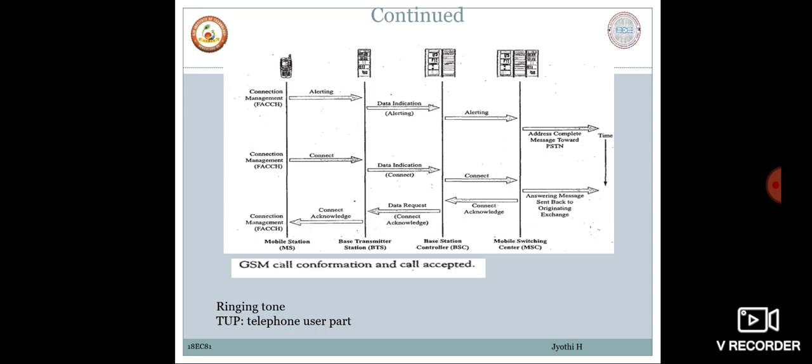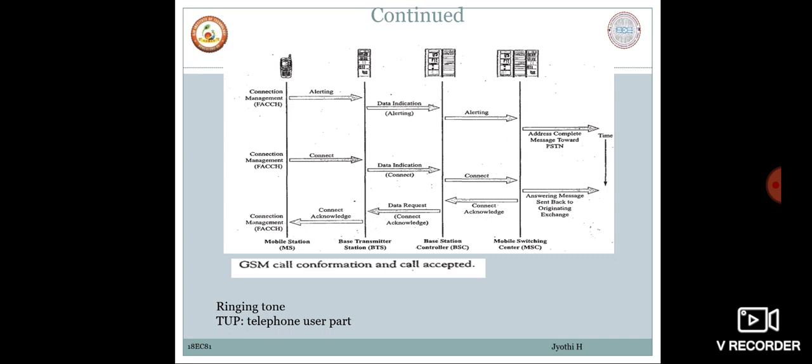When the alerting message is received, the MSC or VLR sends the TUP address complete message to the calling subscriber, who can now hear the ringing tone generated in the MSC. When the MS user answers, the connect message is sent to the MSC, and this message, when received by the MSC, prompts a connect acknowledgement message to be sent back transparently to the mobile station.